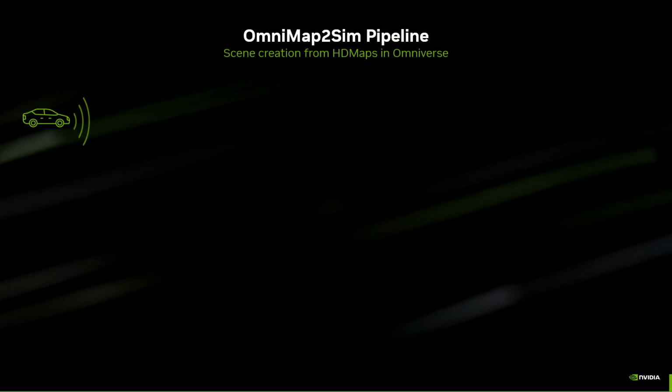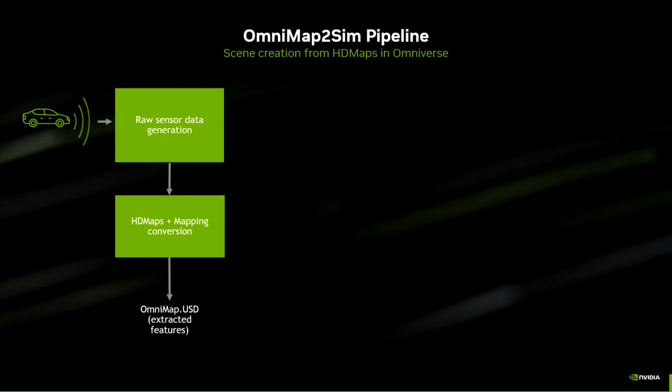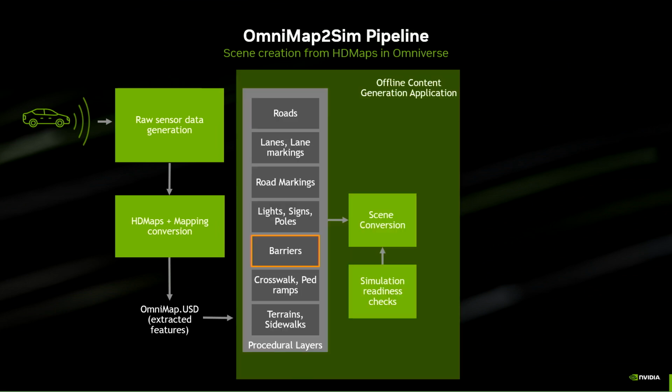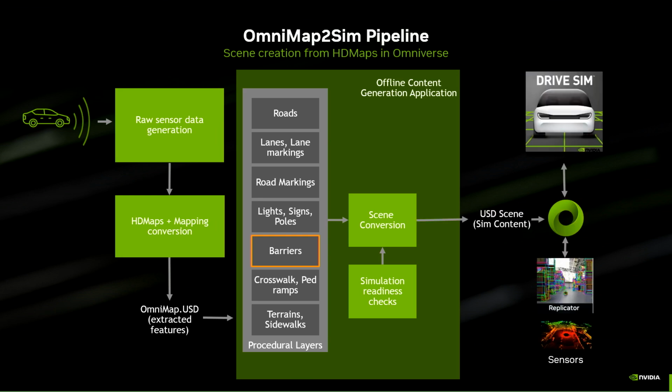There are some survey cars that go around the world and collect raw data. This collected raw data becomes HD maps fed into our pipeline as OmniMap. And we generate a bunch of content. We talked about barriers, but we make roads and road markings, lights, and all sorts of other components that make autonomous driving possible. And these scenes will become simulation ready in our pipeline, and it's fed to solvers. And Drive Sim has been the main simulation here, but just keep that in mind.